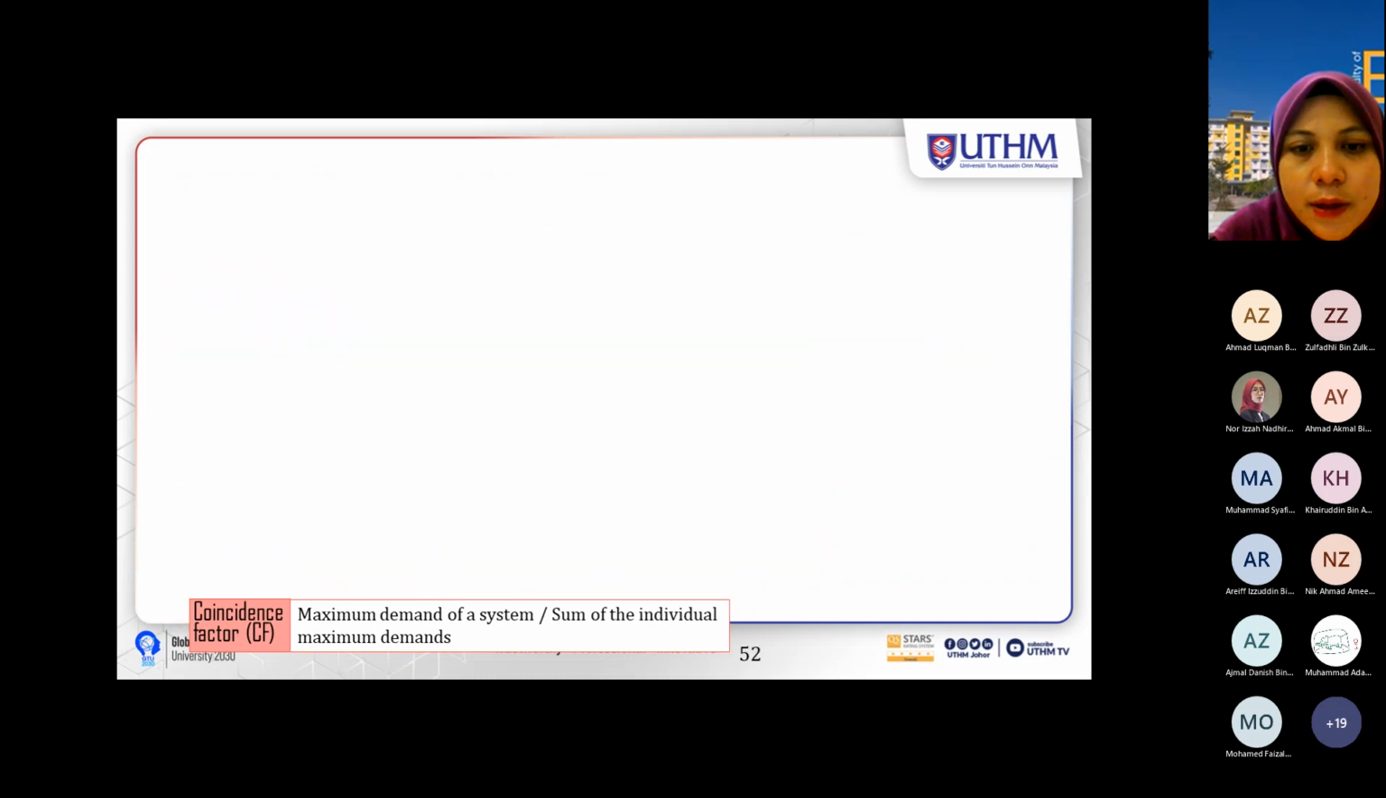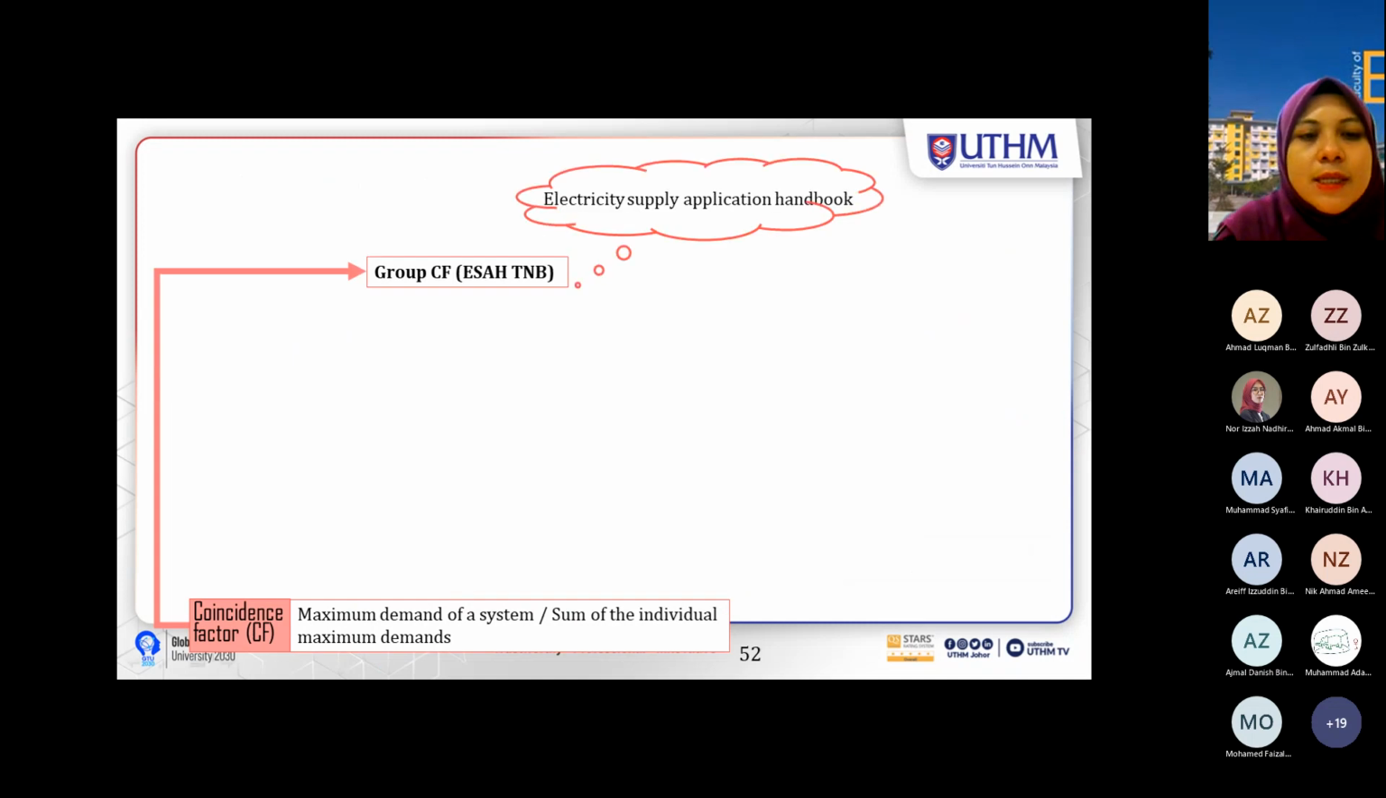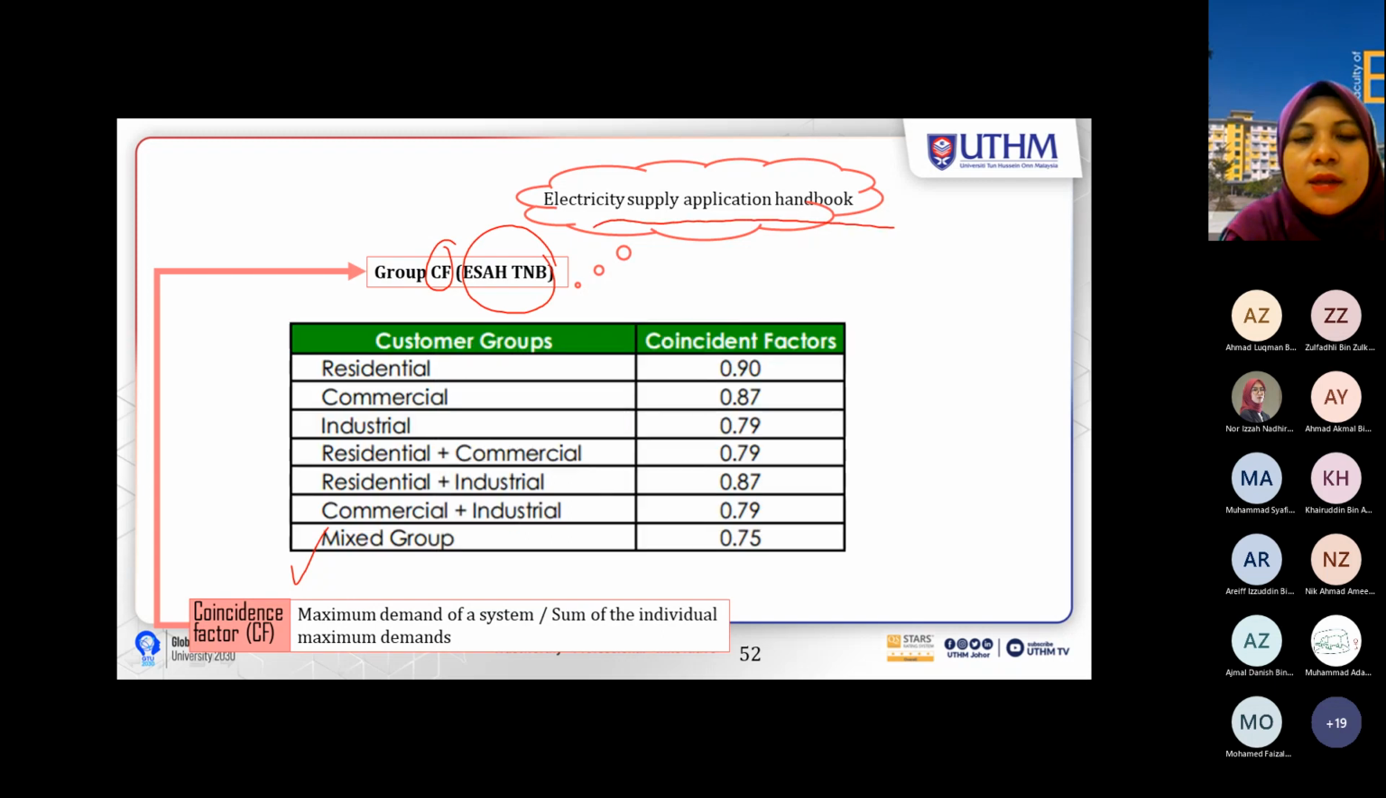Kita tengok. Okay. This one, macam saya kata tadi, berkenaan dengan coincident factor. So, coincident factor ni, you boleh dapat all the information in the SFTNB, Electricity Supply Application Handbook. Okay. So, this is the group of the coincident factors that have been stated by the TNB. So in order to calculate the maximum demand of the building, we have to consider this CF. But this CF is different based on the customer group.